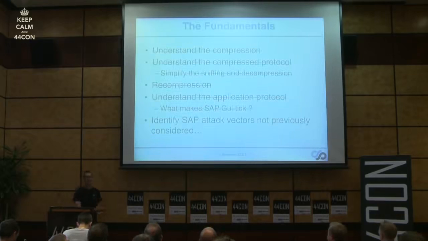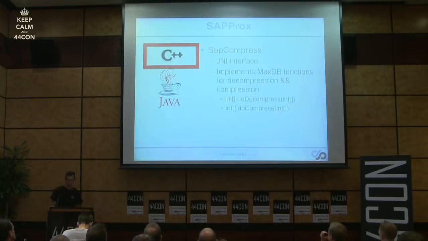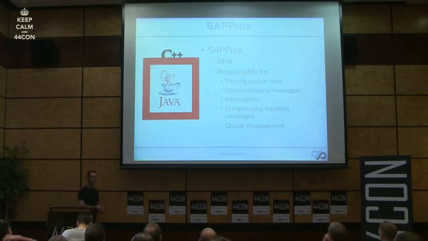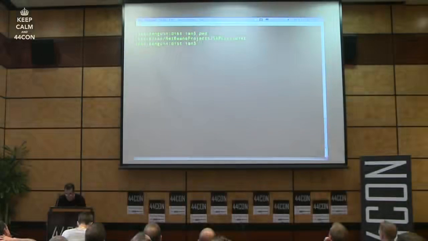Right, so basically we've got the fundamentals. We sort of understand how the stuff is fitting together, and the thing over here is to take all of these various issues and identify SAP attack vectors which have not previously been considered. So as far as this goes, we've now got SAP Prox, which consists of a JNI interface, which is our custom JNI interface. The difference is it's now got a do decompress method and a do compress method, and then we've got a Java component which is responsible for the GUI and the queue management, et cetera. And how it works is like so.